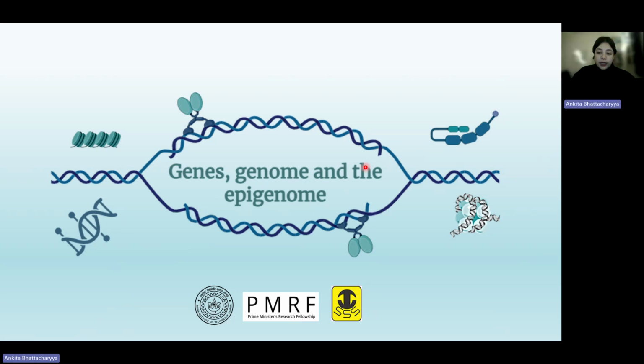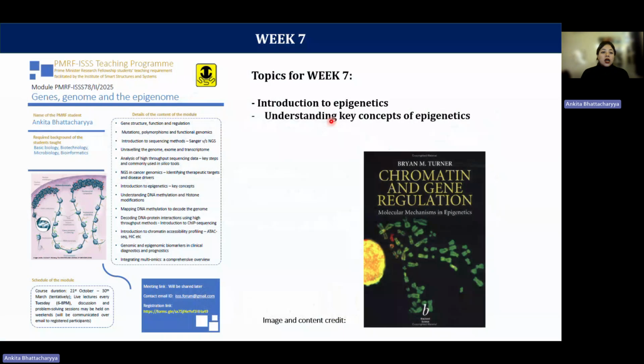Previously we had followed the given outline for the course, where we started off with our discussion on gene structure, function, and regulation, mutations, polymorphisms, the difference between the two, and how functional genomics has a role to play in the same. Then we moved on to Sanger sequencing, next generation sequencing, and the difference between these two techniques.